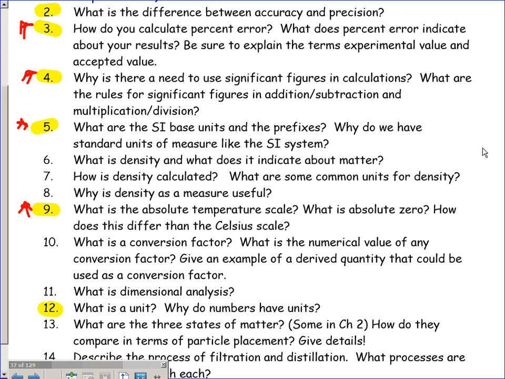What are the base units in the SI system? Why do we have these standard base units? We went over a couple of them already. What are some of the other base units in the SI system? Richie, tell me one.